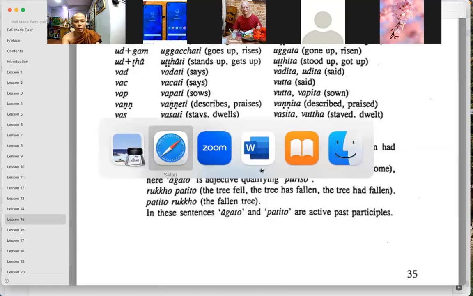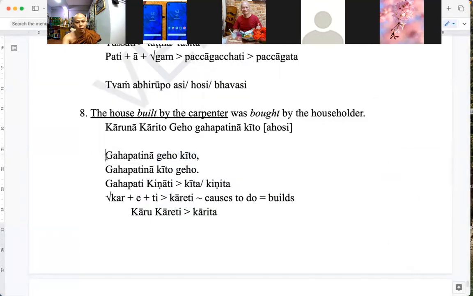The same way here, if we use Gahapatina geho kito, geho kito is a past participle after the geho, so kito is predicate function. It should be the house was bought by the householder. But if we use kito geho, then it is the house that was bought by the householder, just an adjective phrase.